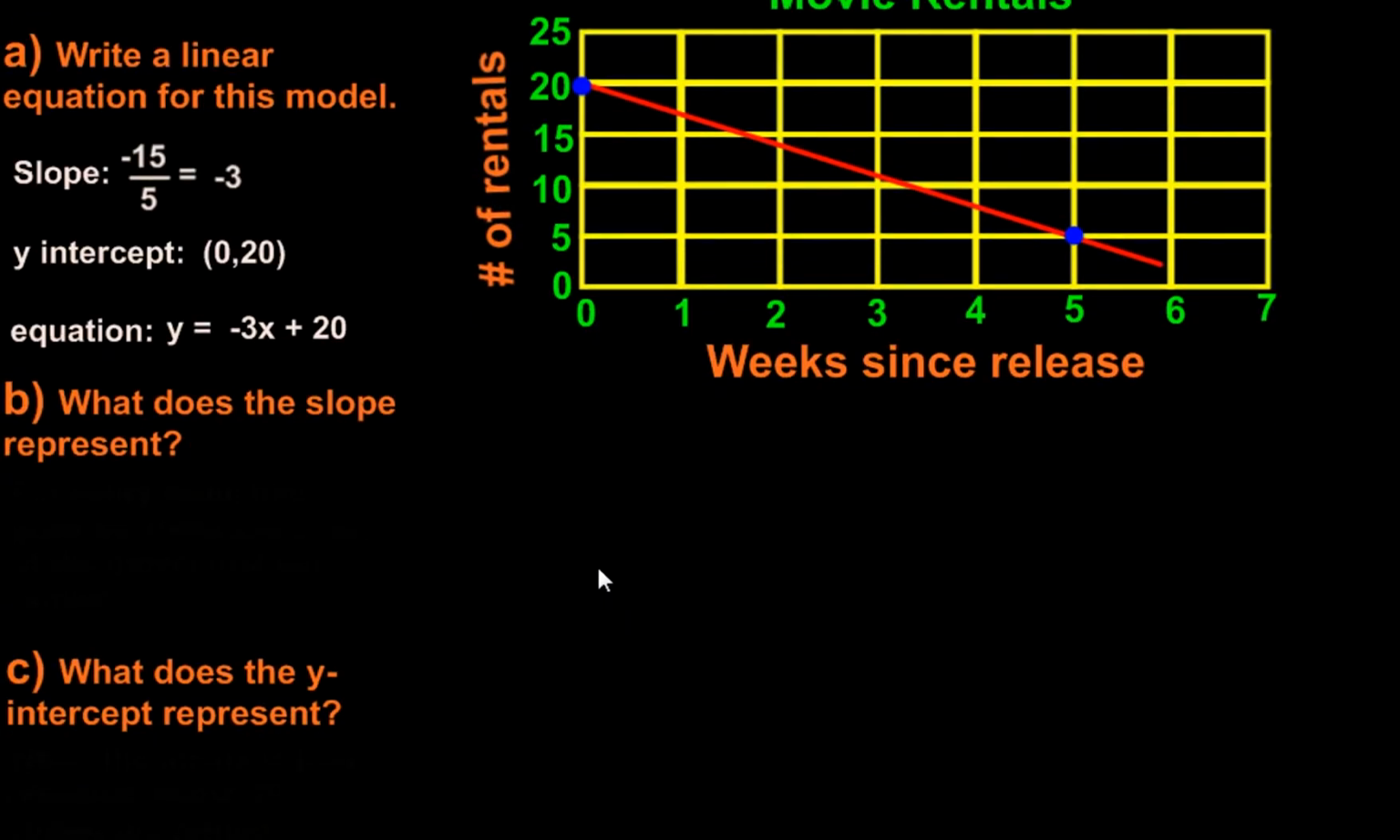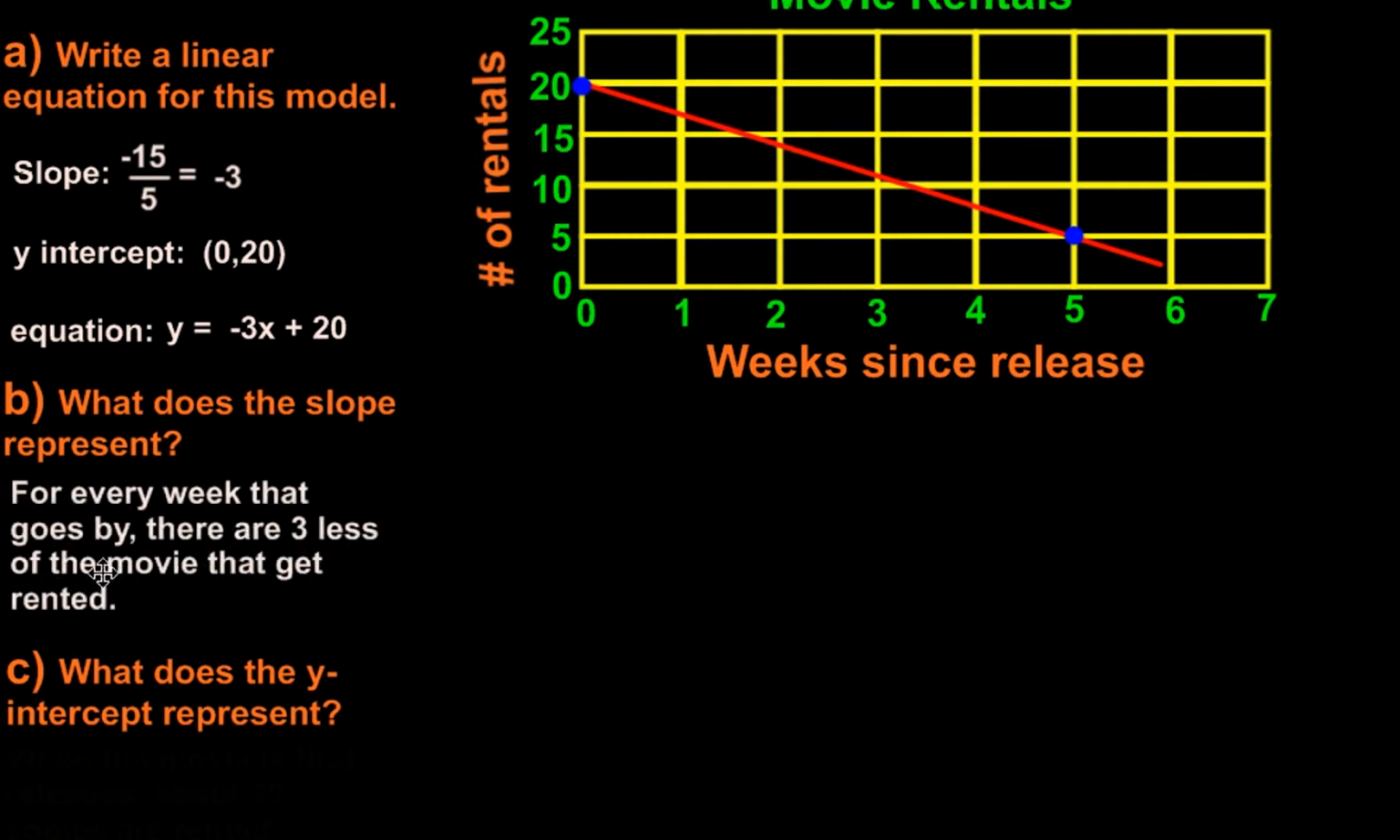What does the slope represent? Well, a slope of negative 3 represents the change in the number of rentals. In this case, they start with 20, and as the first week goes by, they have about 17. As the second week goes by, about 14. So for every week that goes by, there are 3 fewer rentals of the movie.